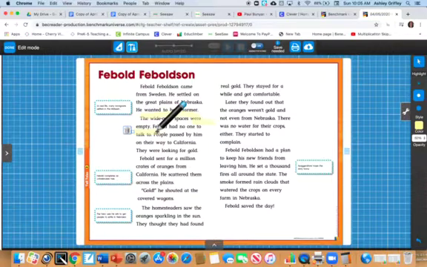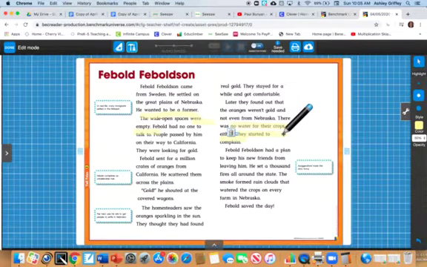And we know that he has a plan that he wants to keep his new friends from leaving. So the second bully or problem is that there is a lack of rain because he doesn't want his friends to leave and they're starting to complain. And it says they have no water for their crops. They start to complain.